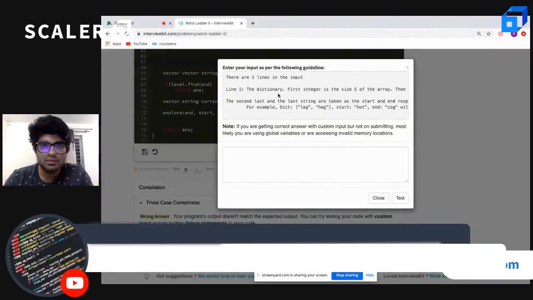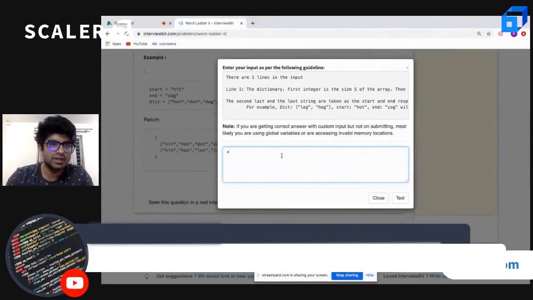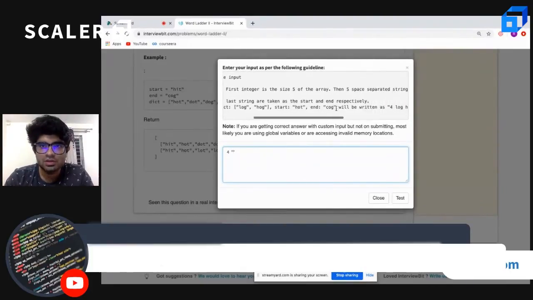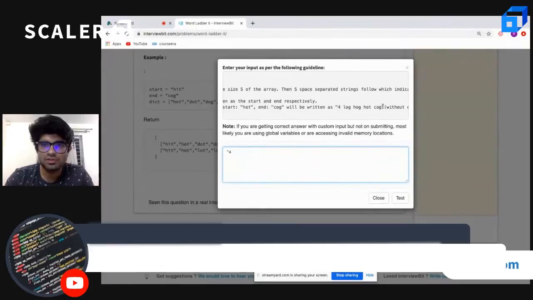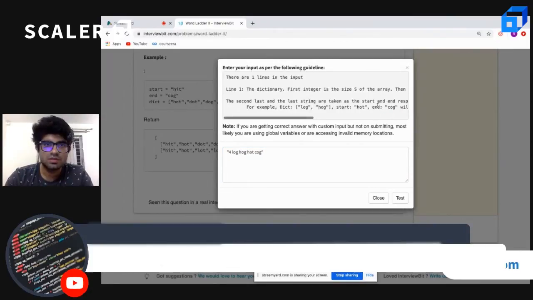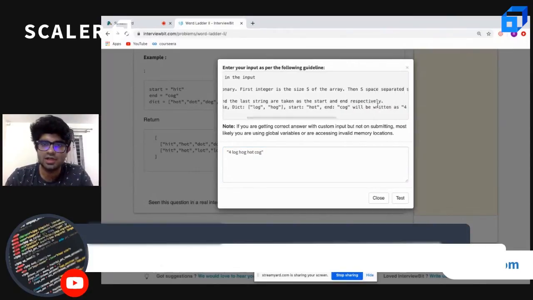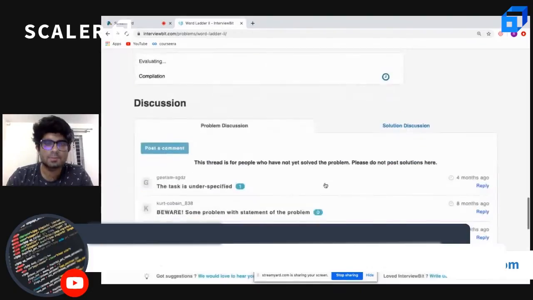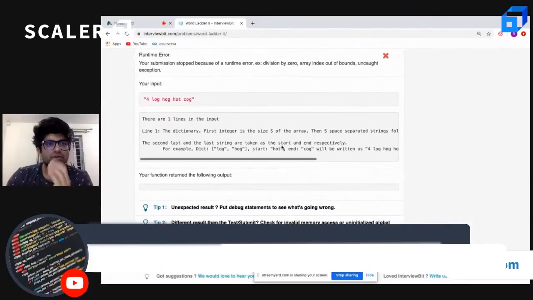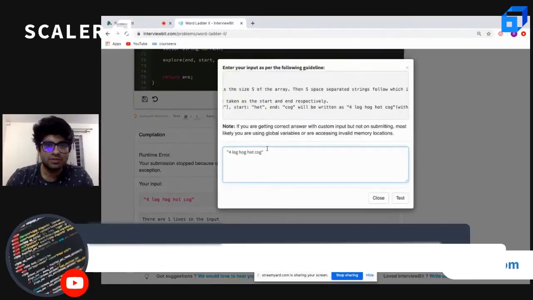There's only one line in the input. The dictionary, first integer is the size of the array and the aggregate elements in the array. Let's say we have been given word 4 and in the dictionary, and we have been given words as, can paste it. Second last and the last thing are taken as start and end respectively. Let's try to test. Oh, sorry. I don't know what I'm doing.